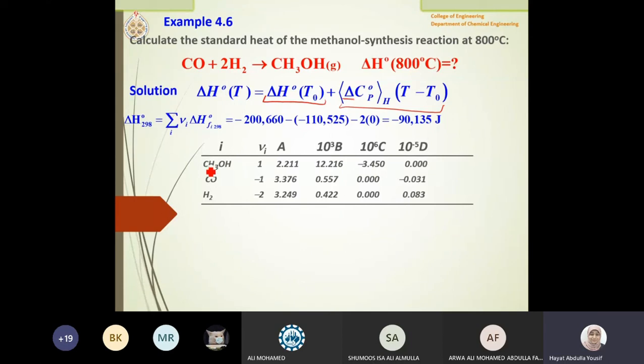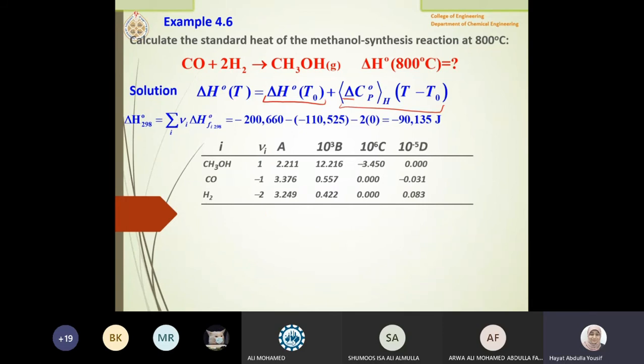Look, I have CH3OH, I have CO, and I have hydrogen. The stoichiometric numbers, you can see: for CH3OH it is +1, for hydrogen it is -2, and for CO it is -1. This is what I wrote in the first column. And then, as we said, the A, B, C, D values were brought from the appendix.